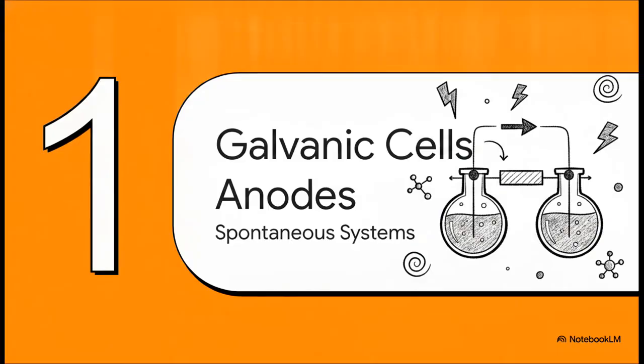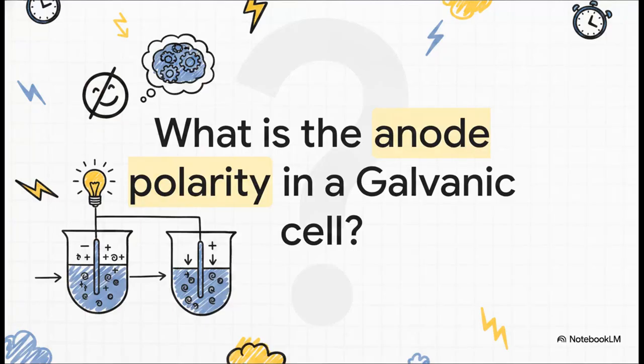Section 1. Galvanic cells and anodes. We're starting things off with the classic spontaneous systems. Pause for a second and think about this classic exam trap. In a system like a Daniell cell, one that's spontaneously generating power, is the anode positive or is it negative? And chemically speaking, is it oxidizing or reducing? It sounds like basic stuff, right? But under pressure, man, it is incredibly easy to mix these up.